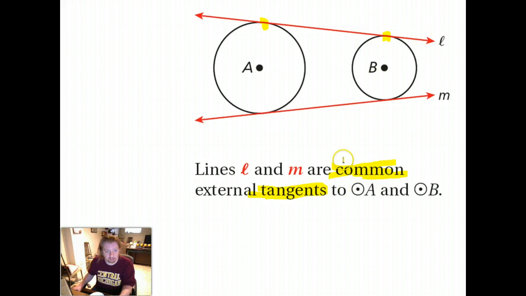Now, external tangent means that the line is on the outside. Think, you want to be looking at this region right here. Does that tangent line go through the region between them? So if you think of like the Earth and the Moon, and this is the space right here in between them, an external tangent doesn't go through that space.